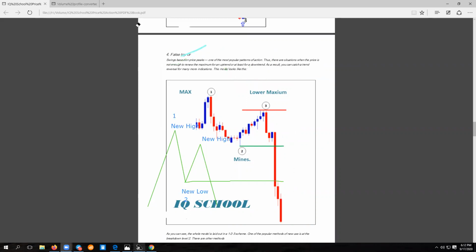So I'm explaining again here. When you see that the market is going in the upward direction and makes a new high, and again the market goes down and makes a new low, and again the market goes upward and makes a new high. This is the new high first. This is the new low, second, and again the market makes a new high. It's a third. After that, the market will go in the down direction and break out the new low like this. So it's called a false top pattern. Understand? Gokul?